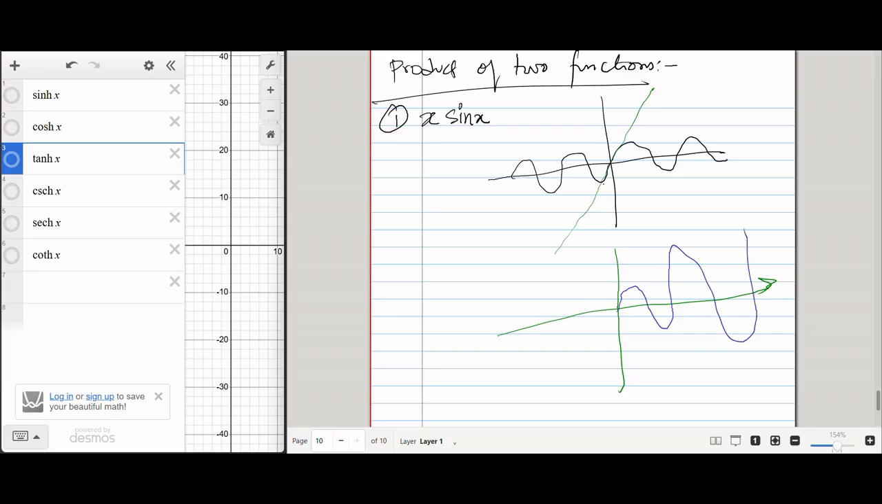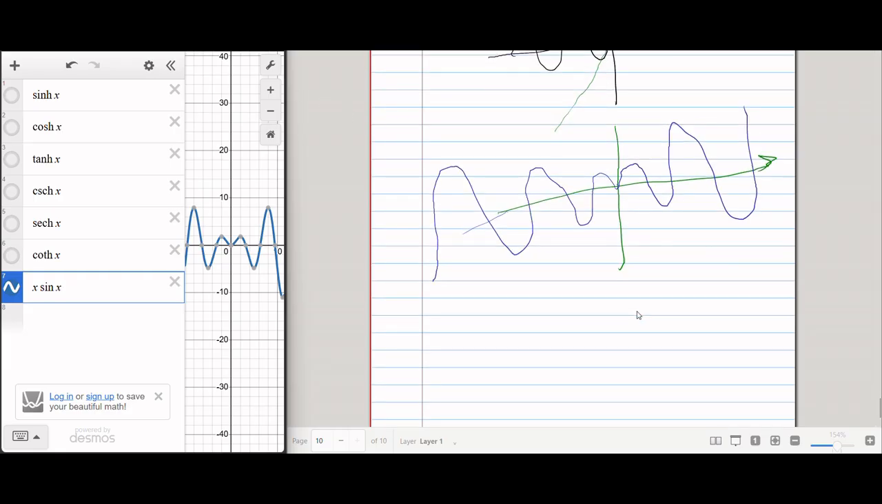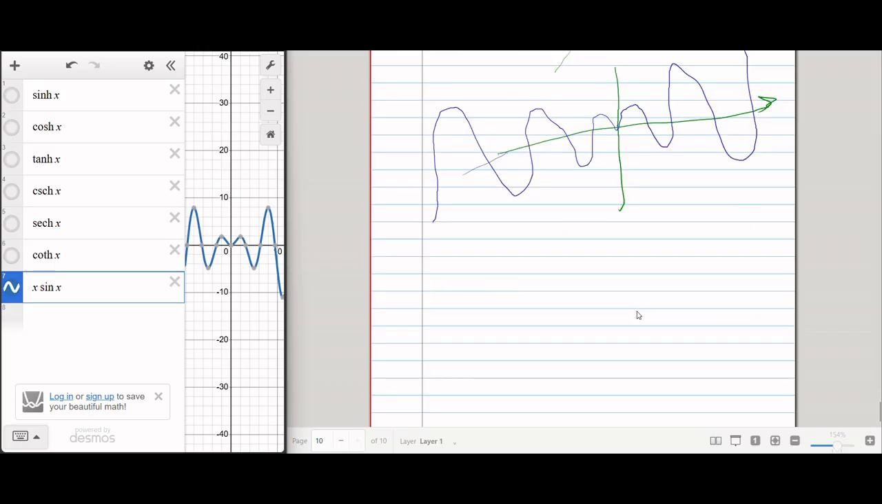Again, since both are negative, we'll get something like this, right? Again, because this is an even function, we can just plot on the left hand side and take a reflection on the right hand side.